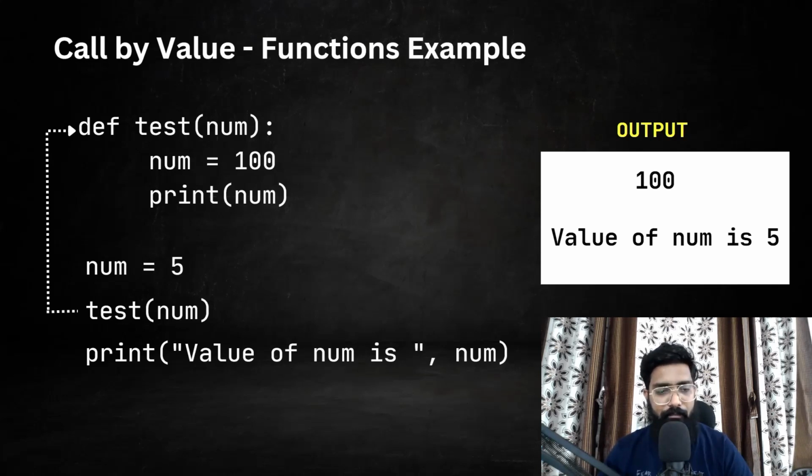Num equal to 5, test(num). So what we are doing here, we are passing a 5, so num is nothing but 5. We can simply say test(5). The function will get called, but internally it will have num as 100. And lastly, we will print the value of num, which is 5. So we will get two outputs, two print statements, one for 100 and one for the value of num is 5. We will see this particular topic in detail when we write the code.